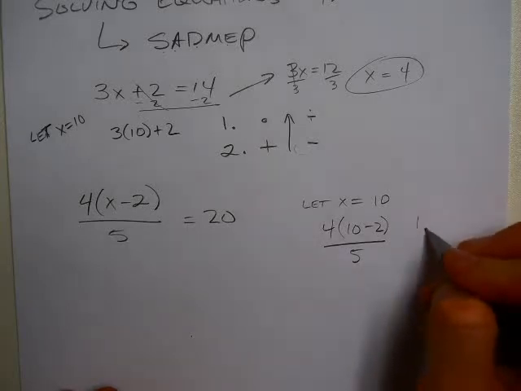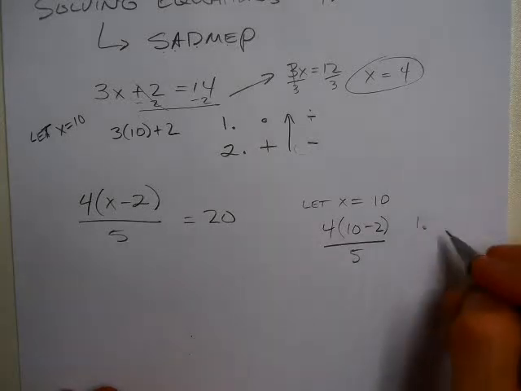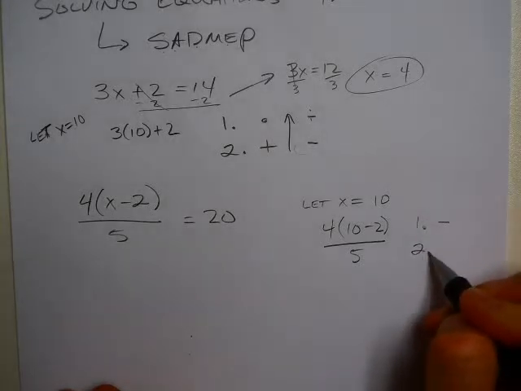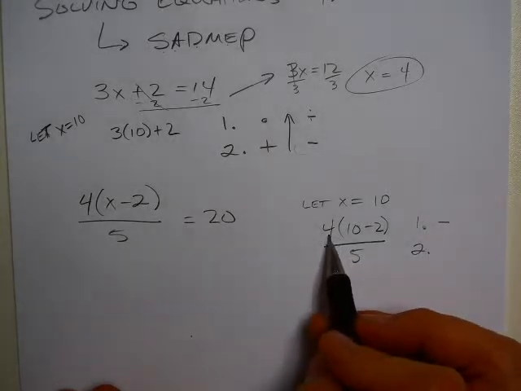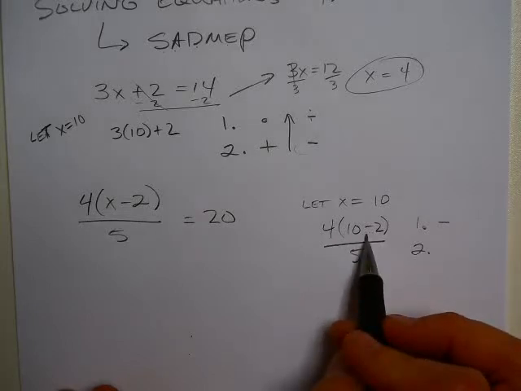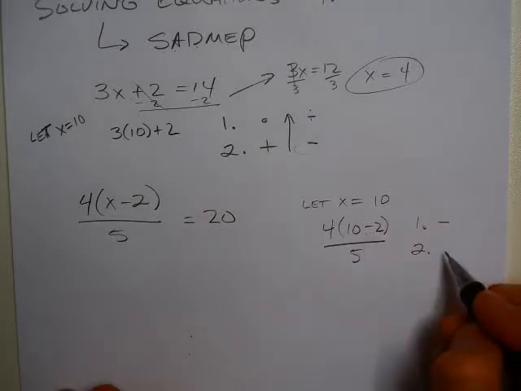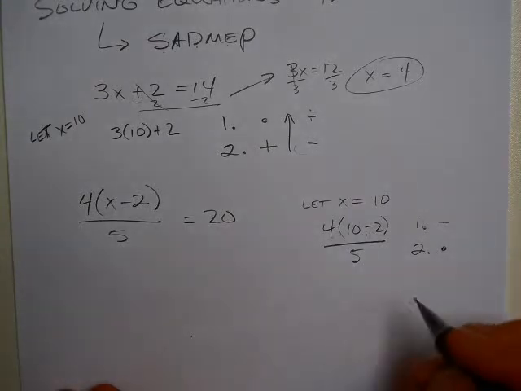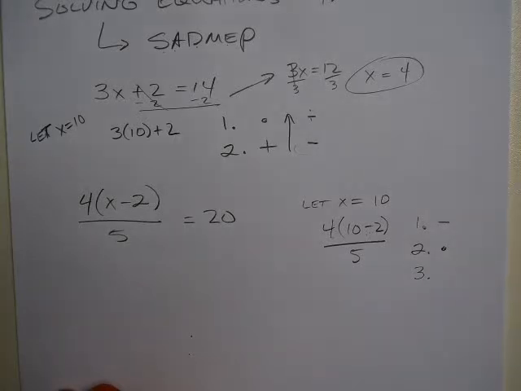Yeah, the first thing we would do is we would subtract the 10 and the 2, right? Yes? Then what would the next thing be? Yeah, we would take whatever we have here and we'd multiply these, right? So the next thing would be to multiply. And then the third step would be, then we would divide, right? We would do the division last.